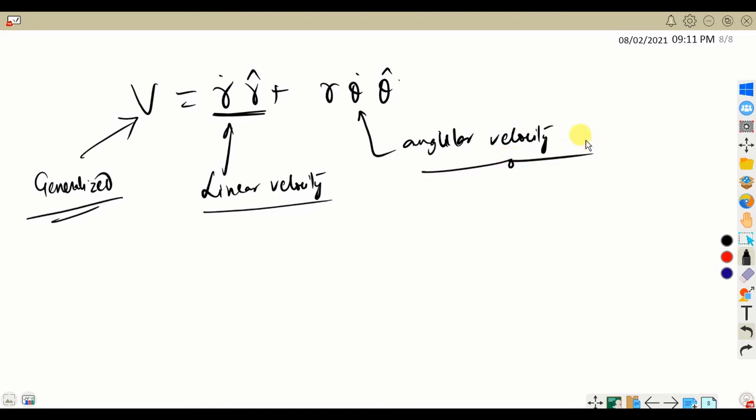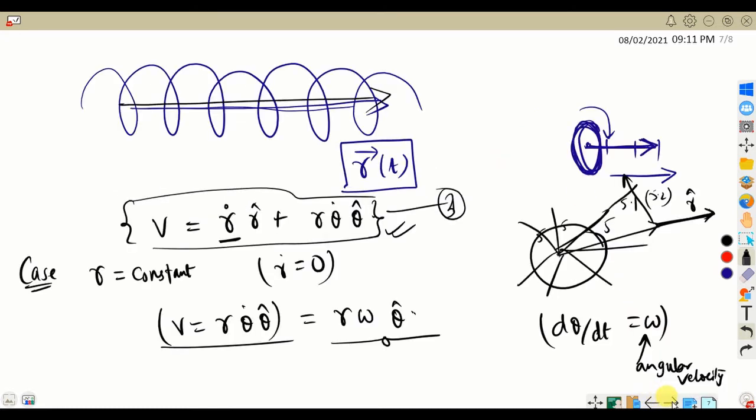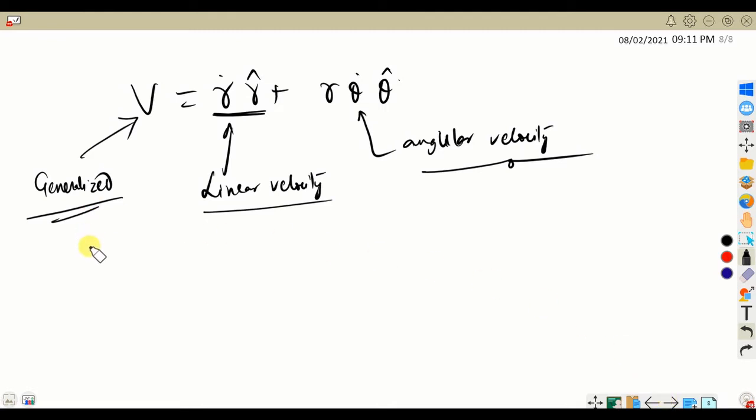So by default, if I am taking this prescription, your velocity is generalized in a manner that it contains the linear velocity of the object as well as the angular velocity of the object. I hope this is clear. But we are not done here.